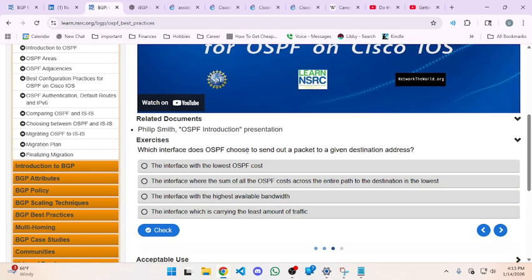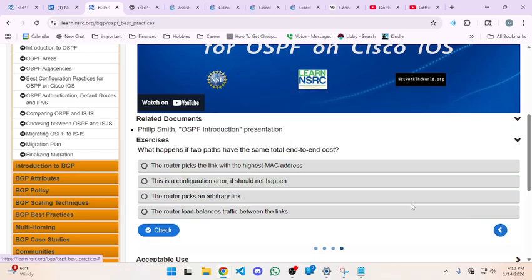Which interface does OSPF choose to send out a packet to a given destination address? So the interface with the lowest OSPF cost, yep. Interface with the sum of all the OSPF costs across the entire path. Yeah, this is right because this is Dijkstra's algorithm, the shortest path first algorithm. The interface with the highest available bandwidth, the interface which is carrying the least amount of traffic. Let's check. Yep, got that right.